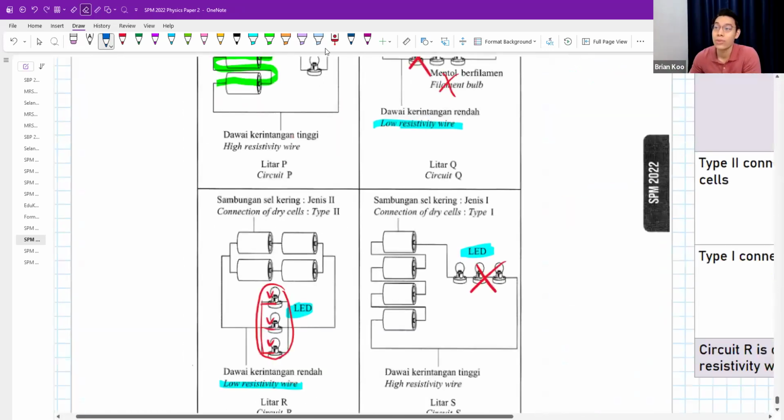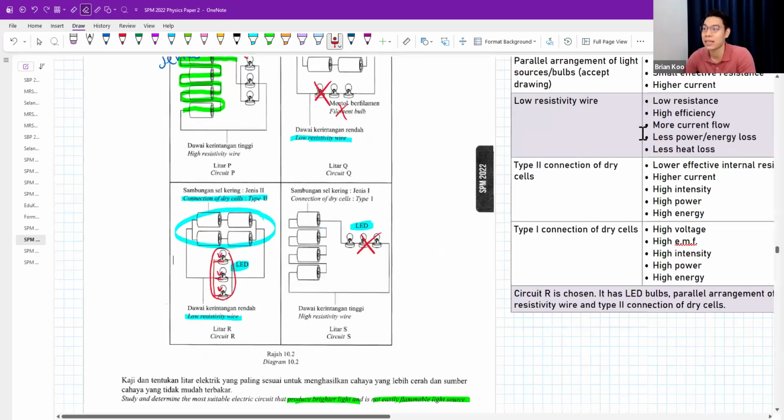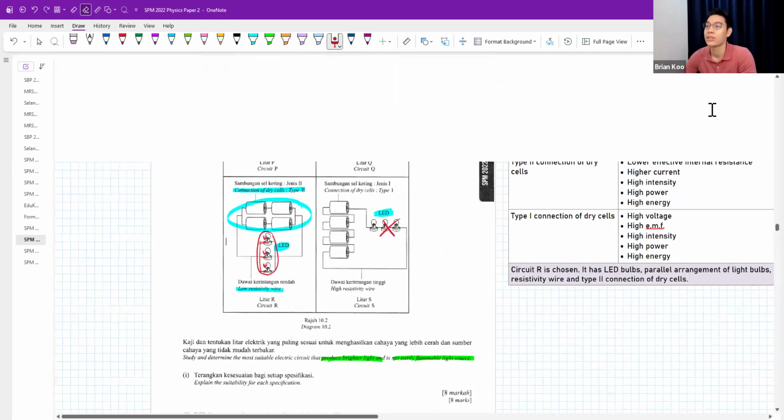Type 2 is what we want. Type 2 is a mixture of series and parallel. These 2 are in series, but then these 2 are in parallel like that. Okay, so eventually we say R is the best answer. Okay, let's take a look. So I want LED.